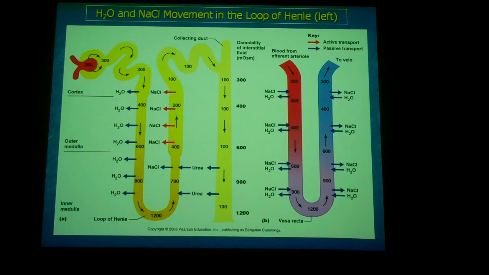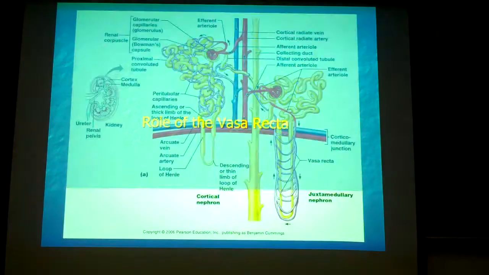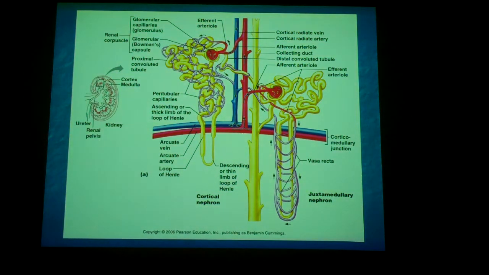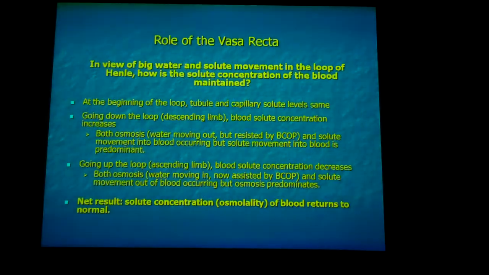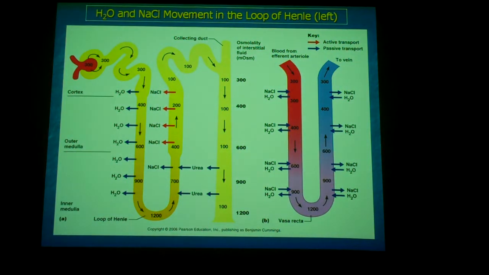Now, this over here represents the vasa recta. The vasa recta is the capillary that's associated with these long loops of Henle, of these juxtamedullary nephrons, correct? All right. What this vasa recta is going to do, and this is the vasa recta right here. Let's go back, show you. What this vasa recta is going to do, it's going to maintain the solute concentration of blood stable.